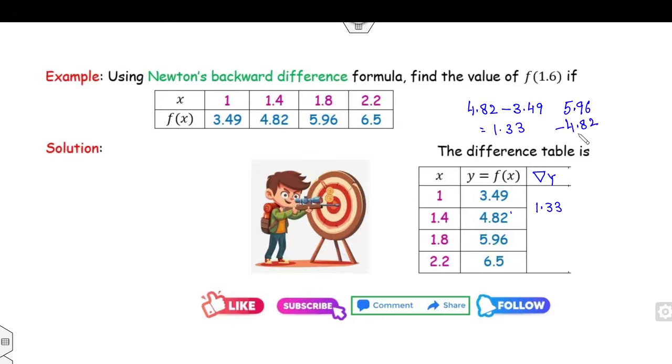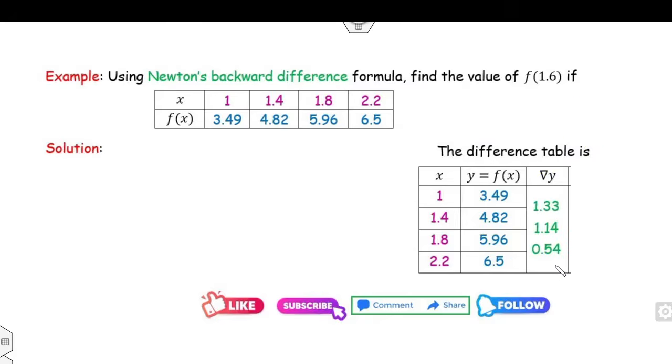96 minus 4.82, the difference of this quantity is 1.14. Similarly, you can find the difference between 6.5 and 5.96, it is 0.54. Fine, so this is the first difference. Now since all the values are not the same, we can find the second divided difference.